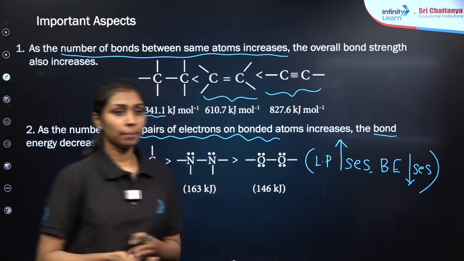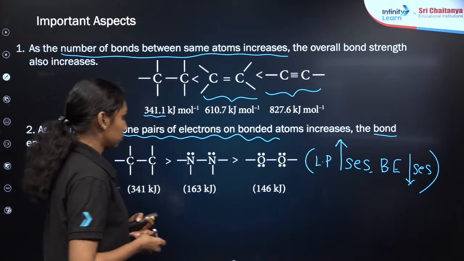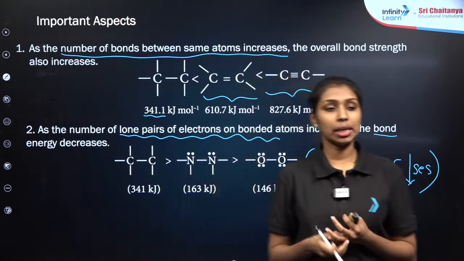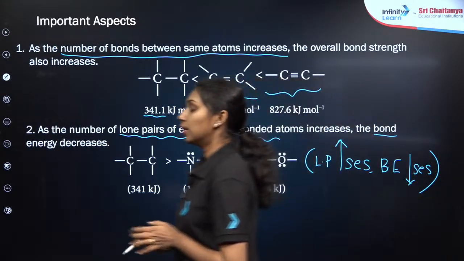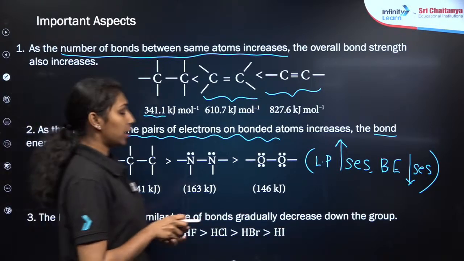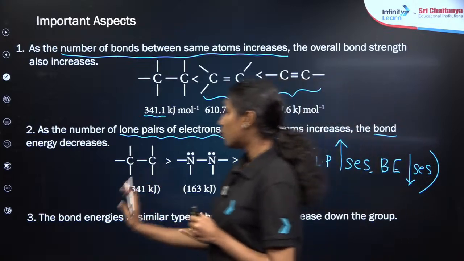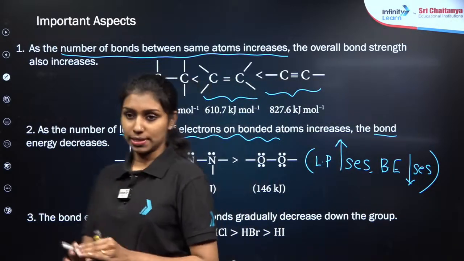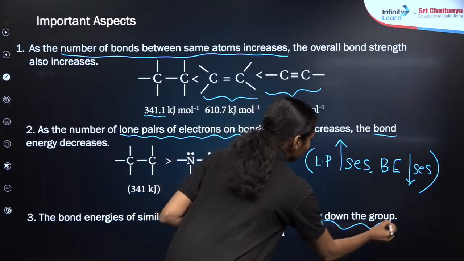Clear? As the number of lone pairs increases, the bond energy decreases. Now, the next parameter is the size of the bonded atoms, right? The bond energies of similar types of bonds gradually decrease down the group.